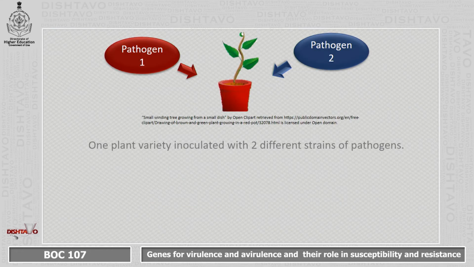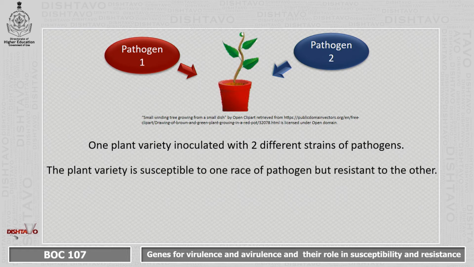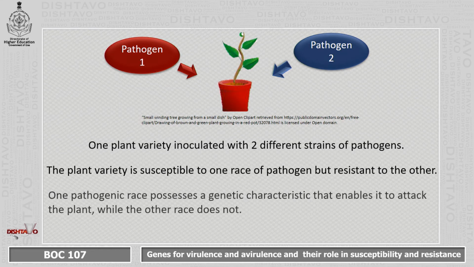Consider this particular situation. One plant variety inoculated with two different strains of pathogens. The plant variety is susceptible to one race of pathogen but is resistant to the other. One pathogenic race possesses a genetic characteristic that enables it to attack the plant while the other race does not.